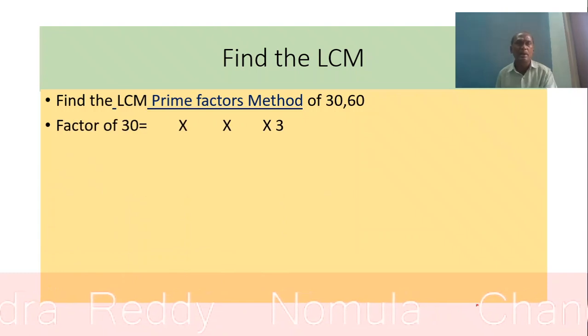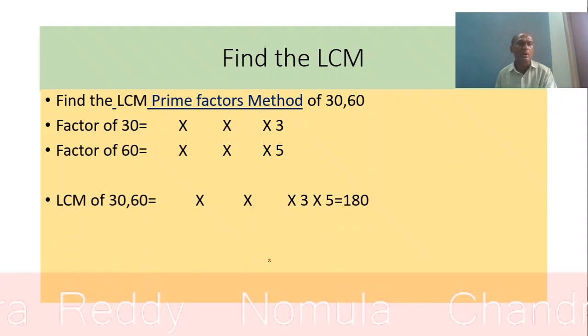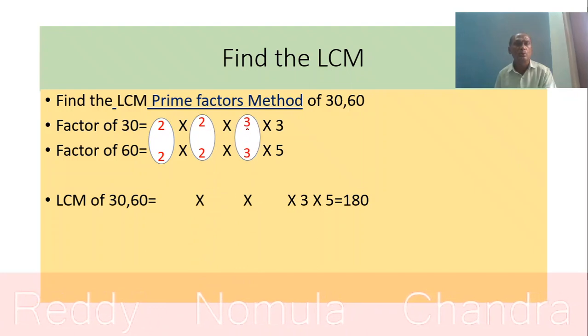For example, here 36 and 60 are given. So first of all, the factors of 36: 2 into 2 into 3 into 3. 2 2s are 4, 4 3s are 12, 12 3s are 36. Here 36, write down 36.